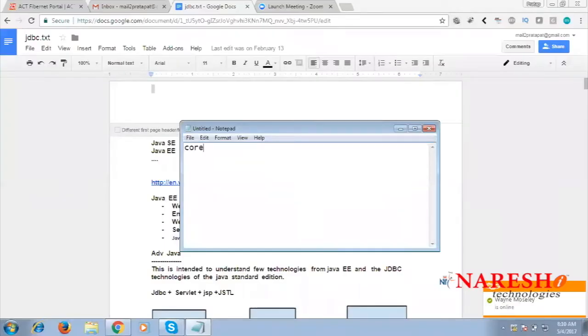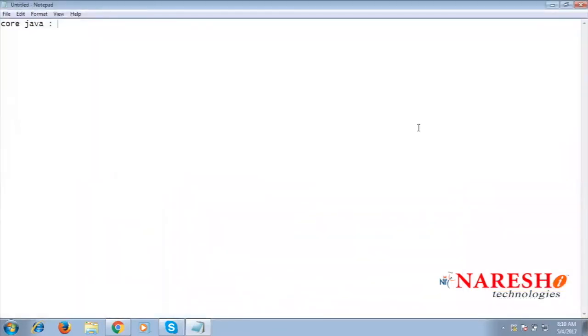Core Java is your prerequisite. So that you need to have. There is no doubt on it. Core Java is your prerequisite. I don't ask for those basic prerequisites like data types and all this. That is mandatory. But you must have some idea about exception handling, this kind of stuff.